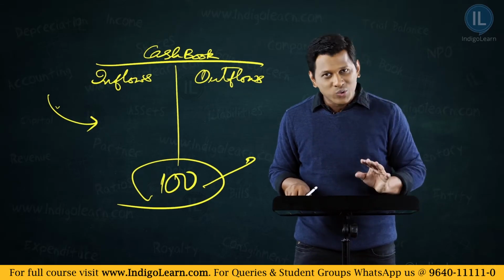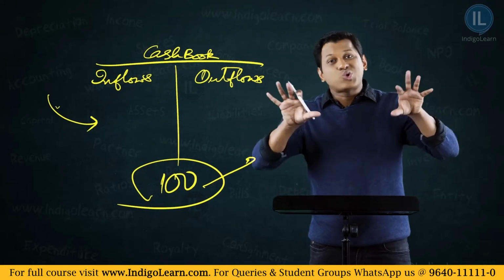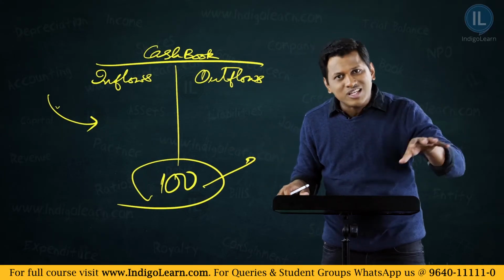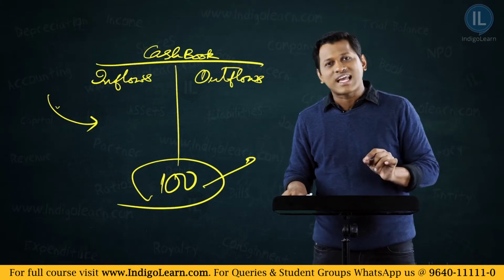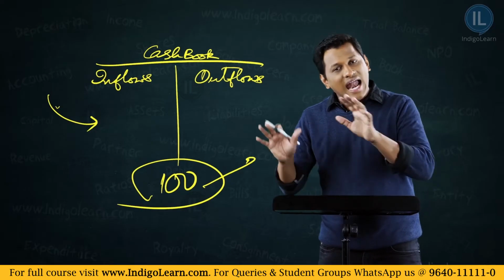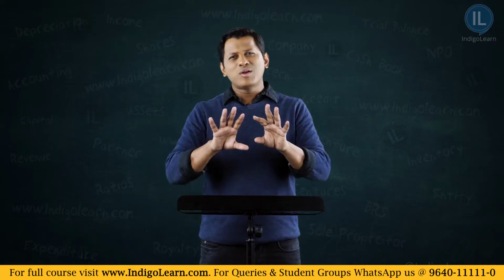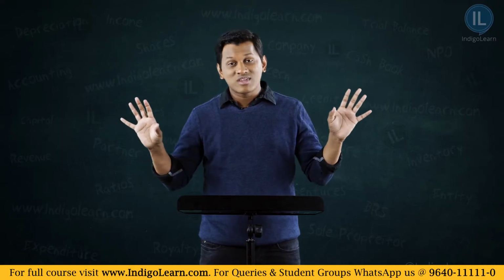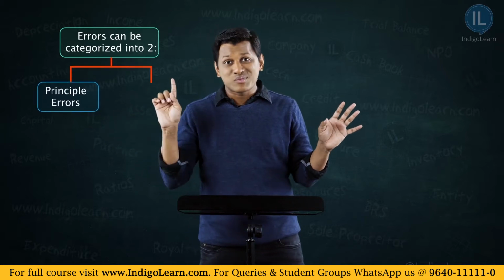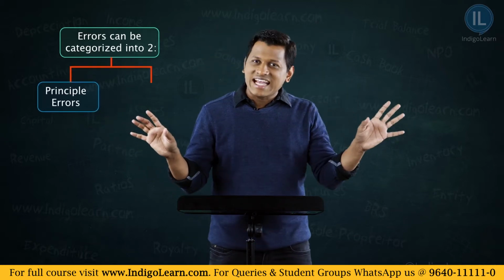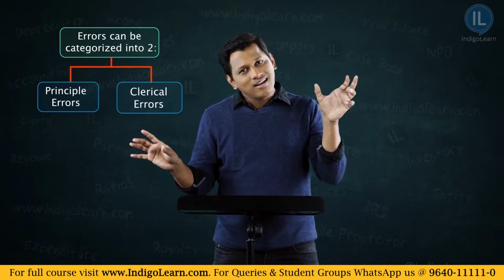So what we will do is, we will classify these mistakes into first two broad categories, and then we will further break them down into a few more categories to understand the real logic as to how mistakes could be made, and then we will talk about how to start rectifying them. Friends, these errors, now we will broadly categorize them into two. The first one we will call as principal errors. And the second category, which is basically a bundle, we will call this as clerical errors.